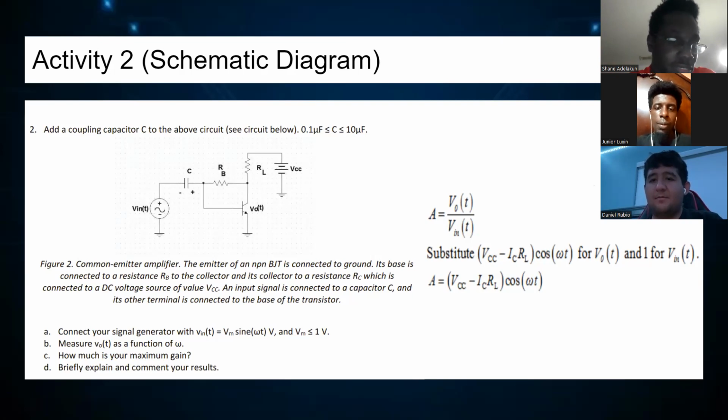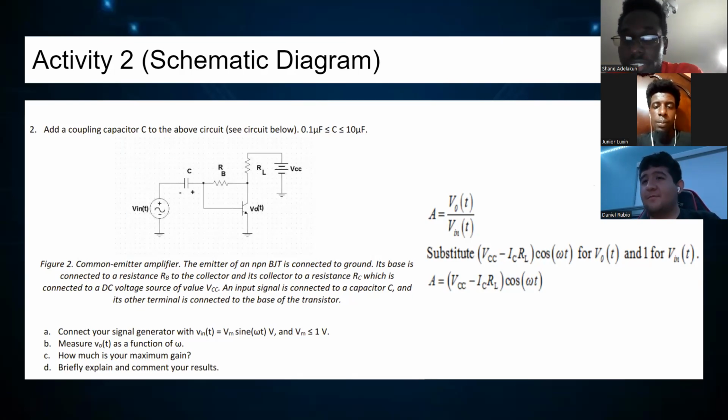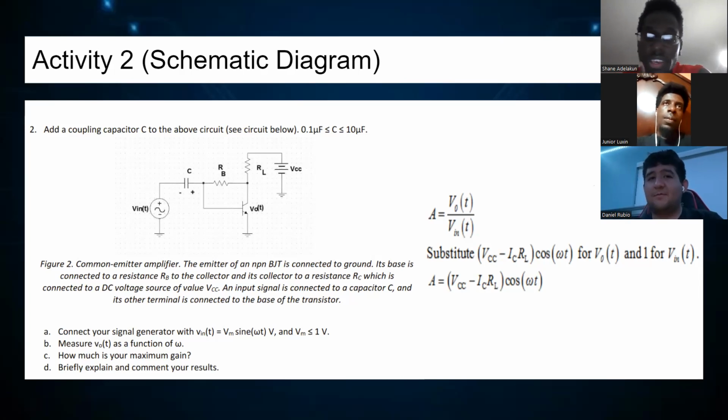We had to measure VO as a function of ωt, and we had to find the gain. Just to our right side, we define A as VO over VIN, and we have to substitute some of the formulas: VCC minus ICRL cosine ωt for VO, and 1 for VIN, which gives us A equals VCC minus ICRL cosine ωt.